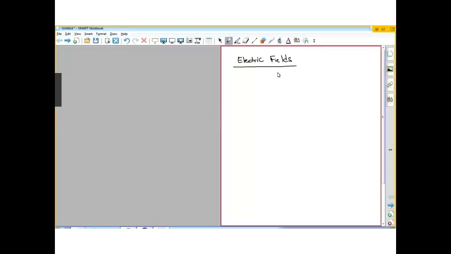So an electric field is defined as, it's a vector just like the force is a vector, and it's equal to the force per unit charge. Okay, so what does that mean? Well, let's say we have a charge, and let's say it's positive, and it's 2 microcoulombs. So that's the charge value for that point.